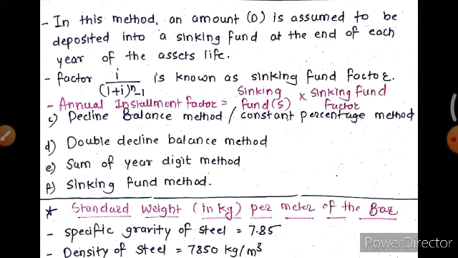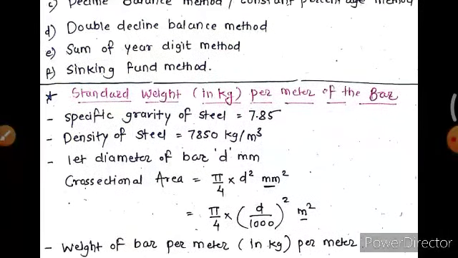Friends, a question on the sinking fund factor has come, so remember this. Annual installment factor is equal to sinking fund multiplied by sinking fund factor. Then the next method is the declining balance method or constant percentage method. Next is the double declining balance method. Next is the sum of year digits method. The next is the sinking fund method.